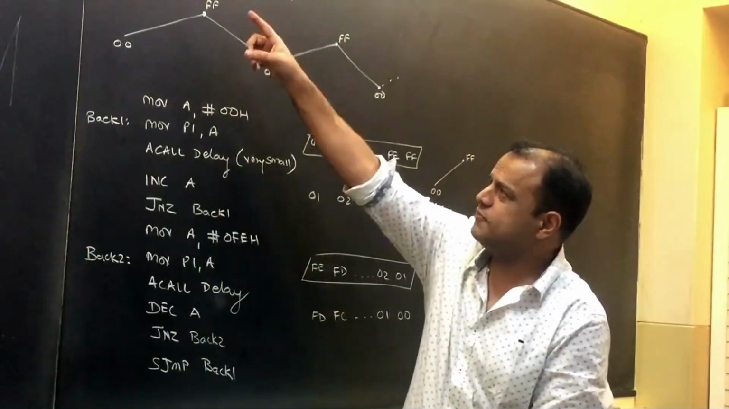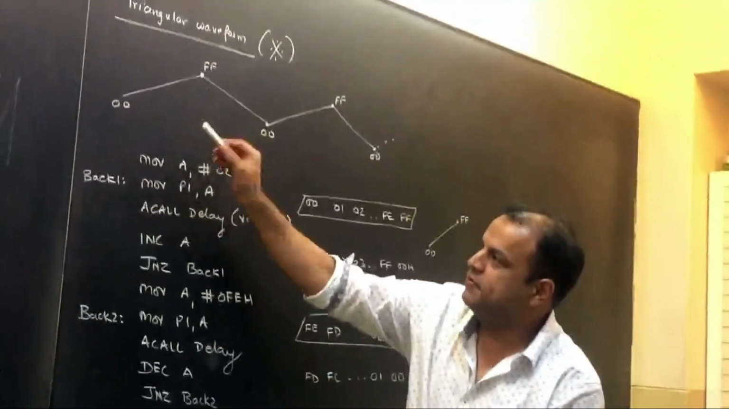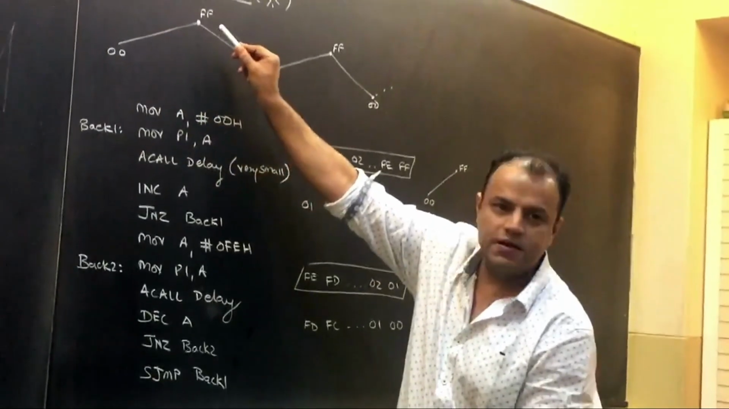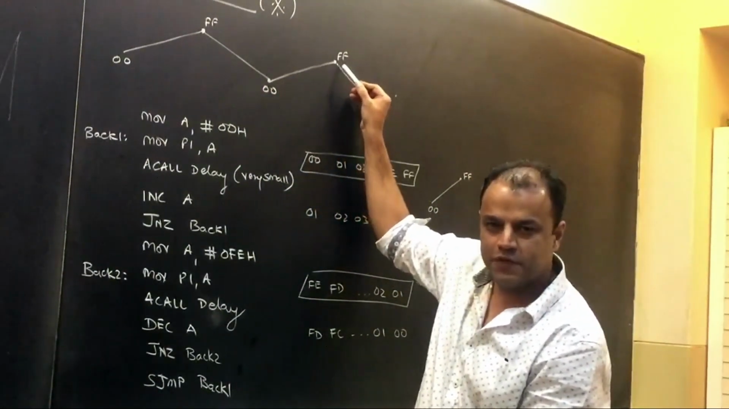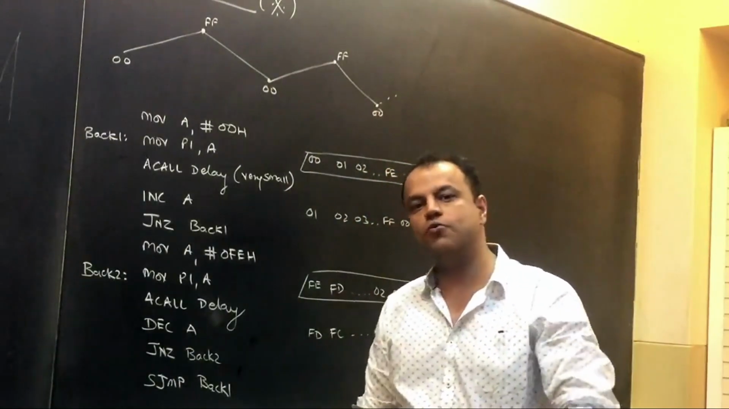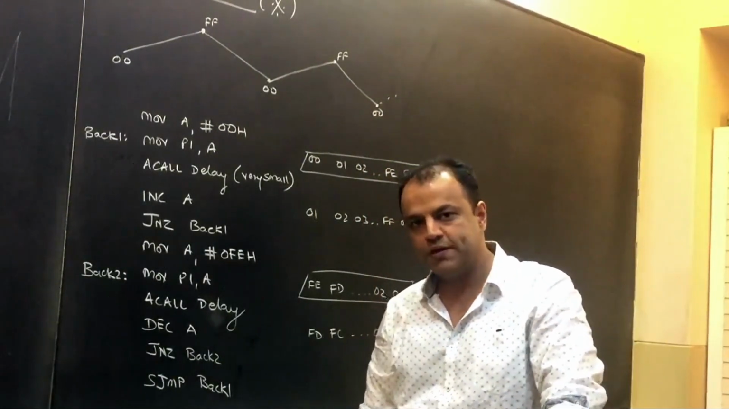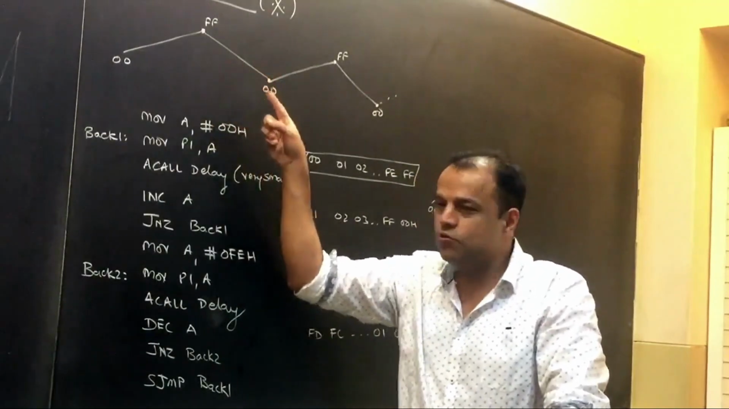Now, triangular waveform. Triangular waveform is gradually increment up to FF, gradually decrement up to 0. Again, gradually increment up to FF and gradually decrement up to 0. So I hope you understood. You will have 2 loops over here. One loop will go on incrementing, the other loop will go on decrementing.